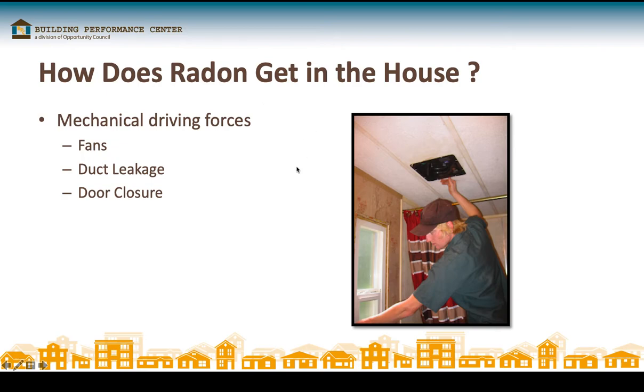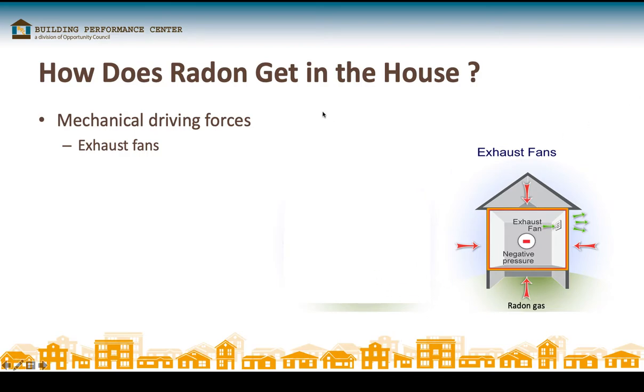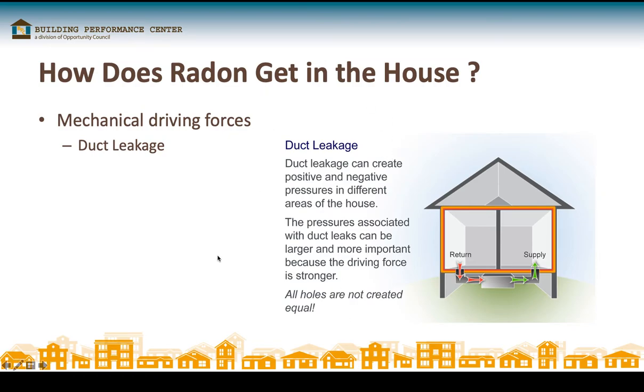Those are the natural driving forces, but we have mechanical driving forces that can create a negative pressure in the house and therefore pull radon up out of the soil. Those would include exhaust fans. The exhaust fans make an area of low pressure, and that would tend to pull radon gas up out of the soil, whether it's a kitchen or bath fan. Duct leakage can also create negative pressures in the building that suck on the crawl space and pull the soil gas up into the building.